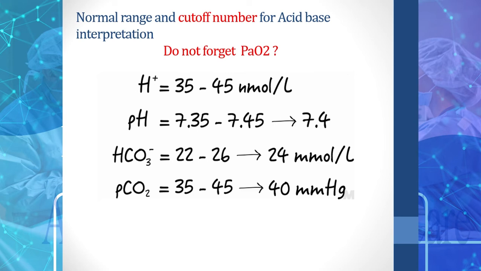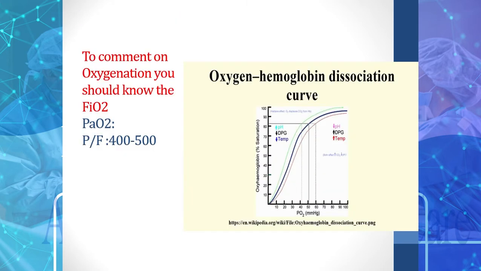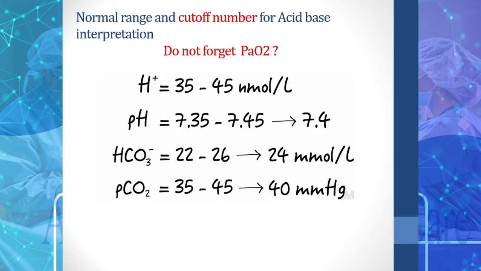Then the PCO2, the range is from 35 to 45, and the cut-off number is 40 millimeters mercury. Above 40 we say there is respiratory acidosis. Less than 40 we say there is respiratory alkalosis. Don't forget also to comment on the oxygenation in ABG interpretation. So in ABG interpretation we are doing two things: acid-base interpretation and oxygenation evaluation. How do we evaluate the oxygenation of the patient?